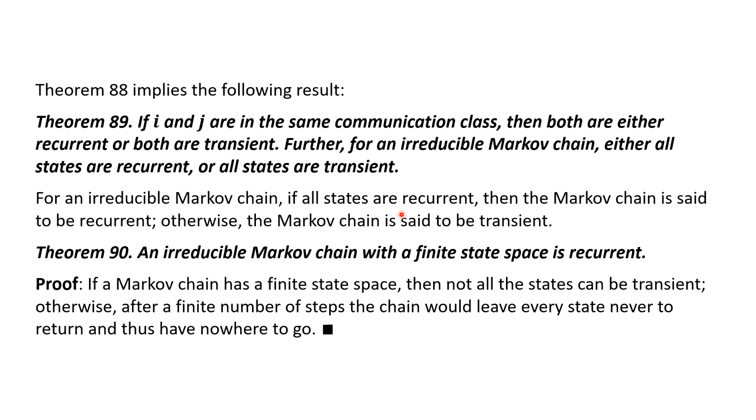We have a couple of theorems here. I pretty much said this one already, but I'll just read it off. Theorem 89 follows from what we just proved. If i and j are in the same communications class, then both are either recurrent or transient. Remember, transient and recurrent are opposites, so if you're not one, you're the other. Further, for an irreducible Markov chain, either all states are recurrent or all states are transient. That's true because you only have one communication class in an irreducible Markov chain.